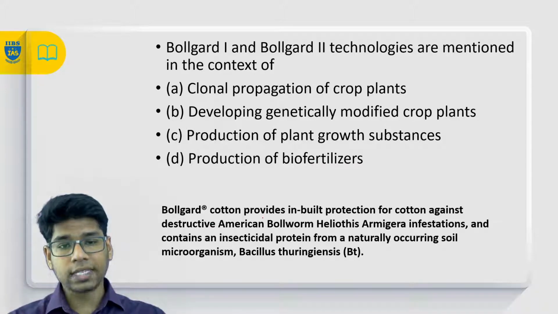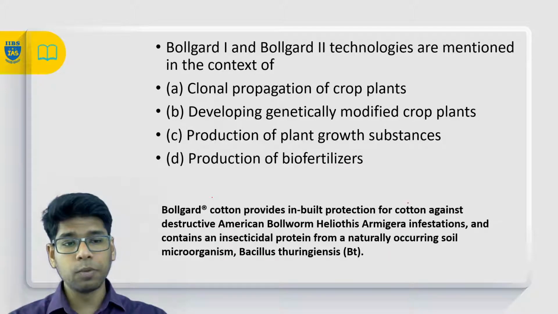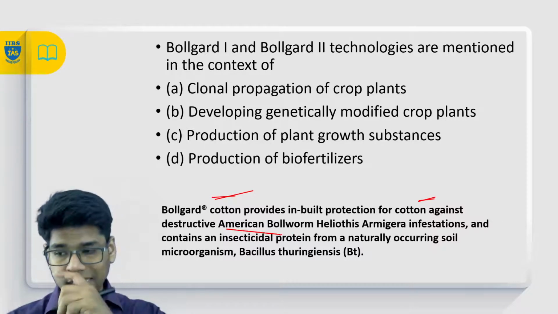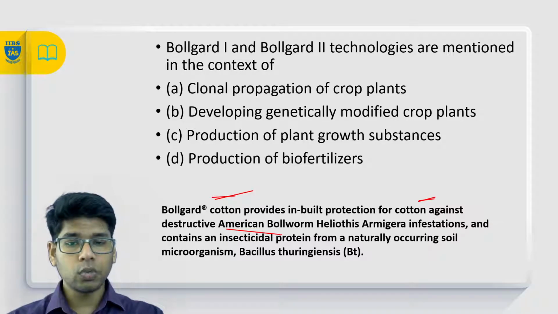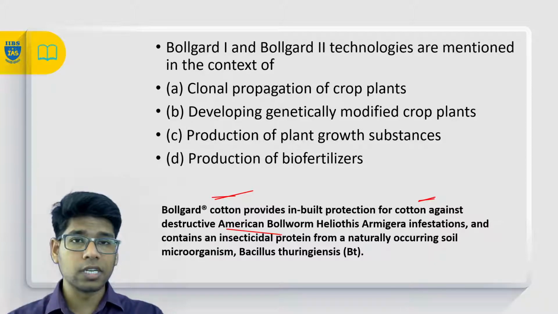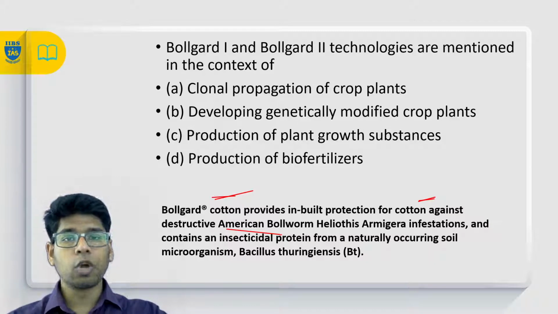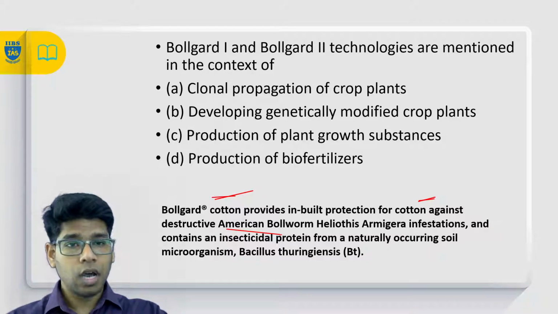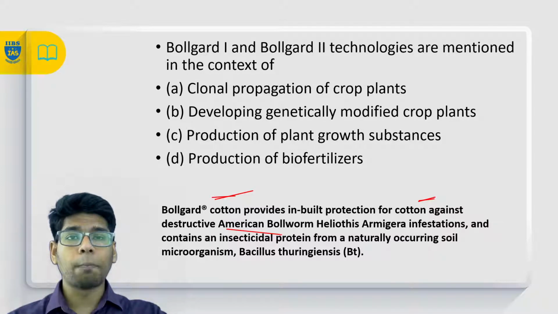Bollgard cotton provides inbuilt protection for the cotton against the American bollworm. These genetically modified plants are obtained from Bacillus thuringiensis. That's why we call them Bt cotton, Bt brinjal or Bt mustard. Bt means Bacillus thuringiensis. So the Bollgard 1 and Bollgard 2 technologies are mentioned in the context of the development of genetically modified crop plants.